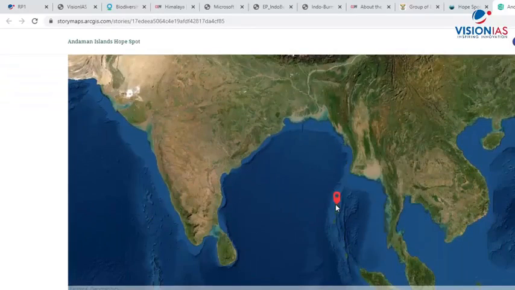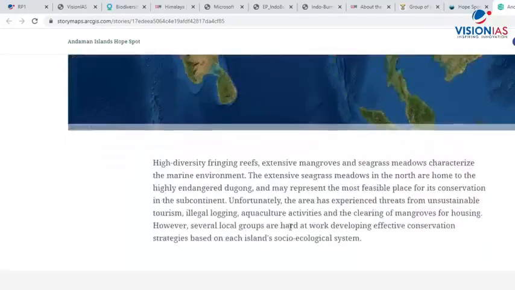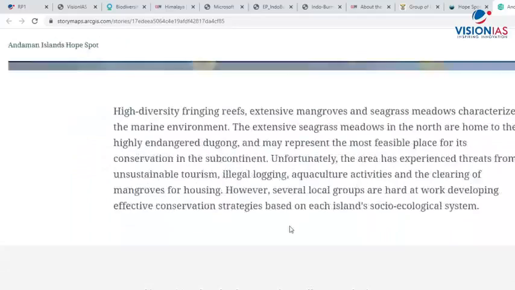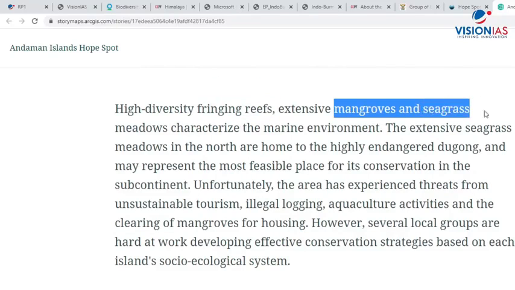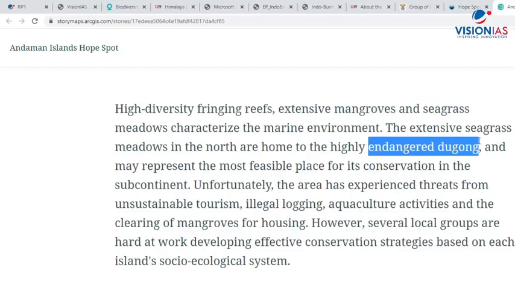What you see here is the Andaman water. And what is said here, see, it is under threat now. You have a high diversity of fringing reef, coral reef there, you have mangroves also, and seagrass beds also there. And you'll find here the highly endangered dugong. Highly endangered dugong, a sea cow, is found there.